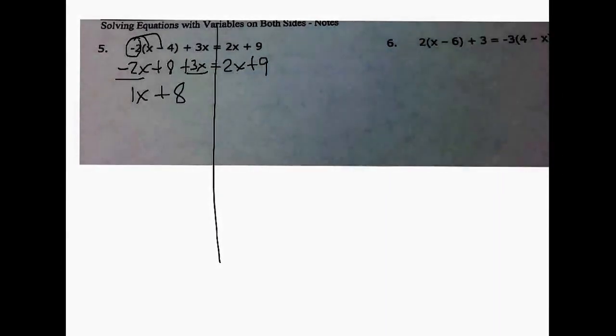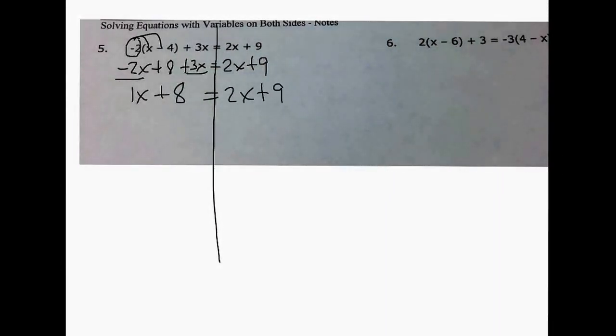Alright. Draw our line down on number 5. Okay. I see some parentheses. I need to deal with those first, so I'm going to distribute that. Negative 2 times x is negative 2x. Negative 2 times negative 4 is positive 8. I didn't use the rest of this, so I'm just going to bring it down to the next line. Alright. Now I see I have some x's over here that need to be combined, so I'm going to combine like terms. Negative 2 plus 3 is positive 1x plus 8 equals 2x plus 9.